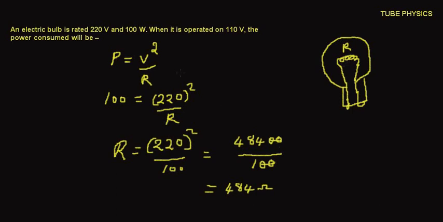So here, when we operate the bulb on a 110 volt line instead of a 220 volt line, what will be the new output power of the bulb? That we can calculate by using P is equal to V square by R. Again, so here we are operating that on a 110 volt line, so that is square of that, and we have the resistance 484.